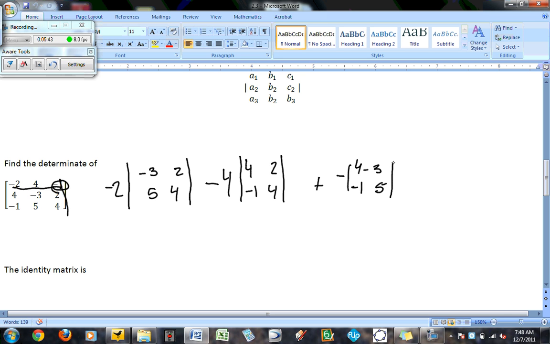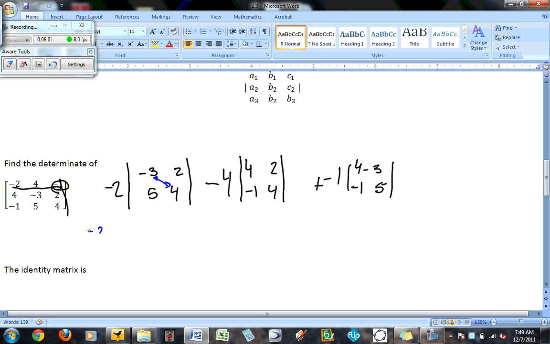And I drew over top of my C1, my bad. So this should be a negative 1 out front. Now, what these straight lines mean is the determinant. We just learned how to take the determinant of a 2 by 2 matrix. We cross multiply, we look diagonal, and we subtract.